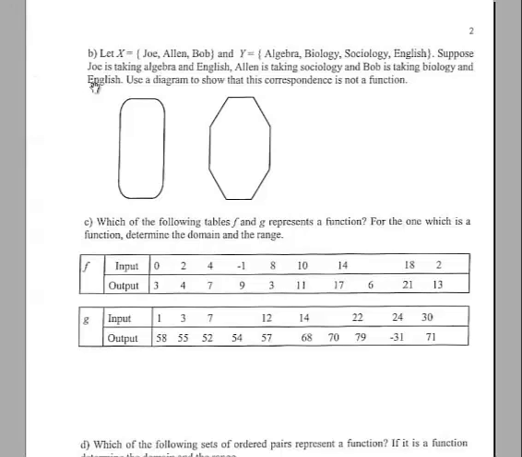Okay, page 2. We have another input and output set. We want to arrange those in this arrow diagram, and then decide if it's a function or not. So input set X is Joe, Alan, and Bob. Y, our range, our second set, is algebra (ALG), biology, sociology, and English.